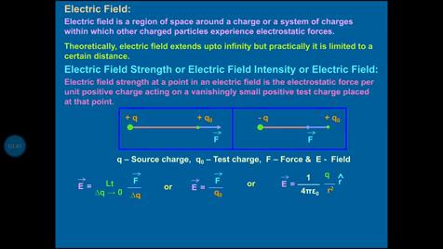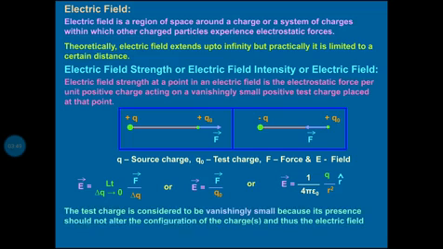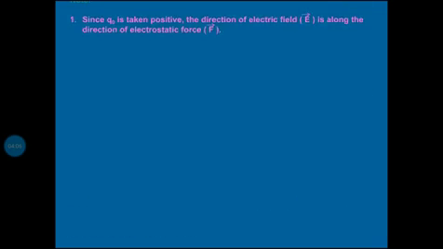So what is r cap? r cap is the direction of the field vector. Here you can see the test charge is considered to be vanishingly small because its presence should not alter the configuration of the charges, and thus the electric field which is intended to be measured.